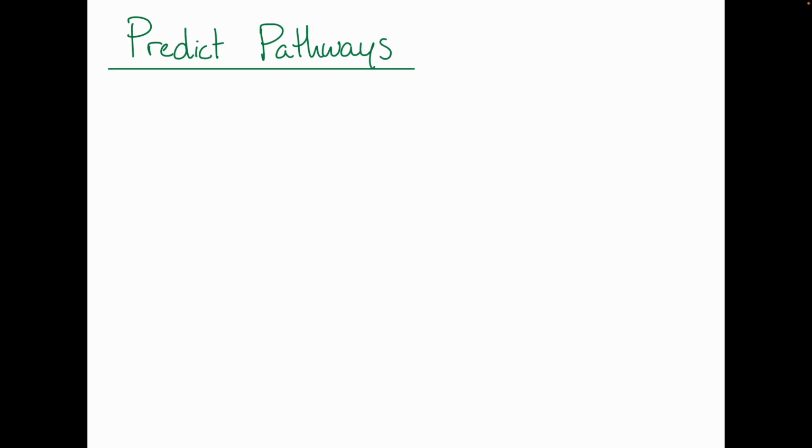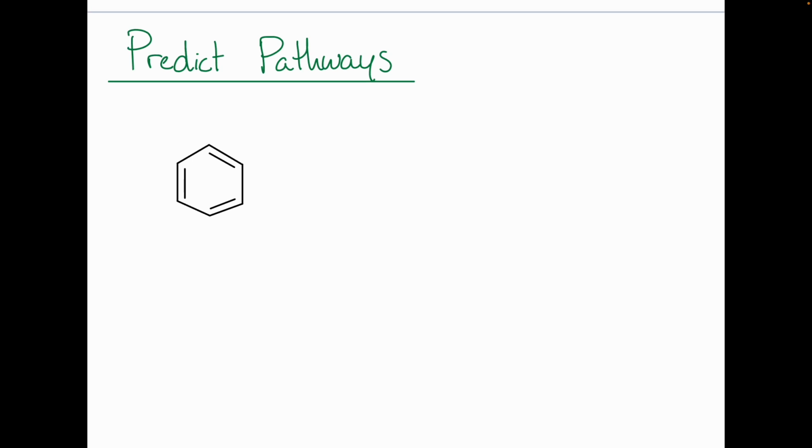Meaning I'm going to give you a starting point, and 99% of the time it's going to be benzene. And I'm going to give you an ending point, and you're going to tell me the steps that we need to do. How do we get from A to B on this one?